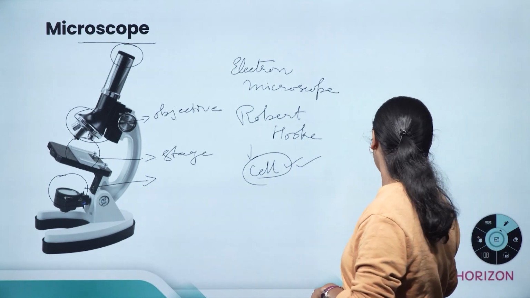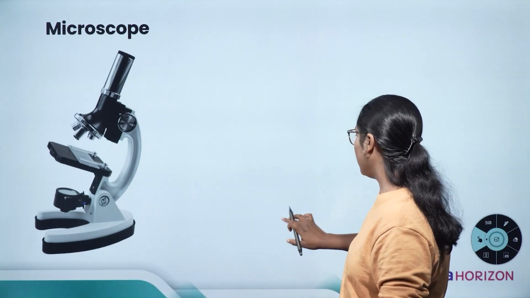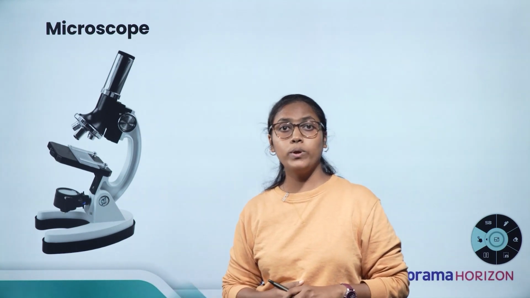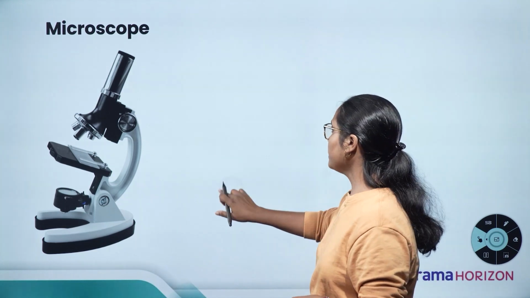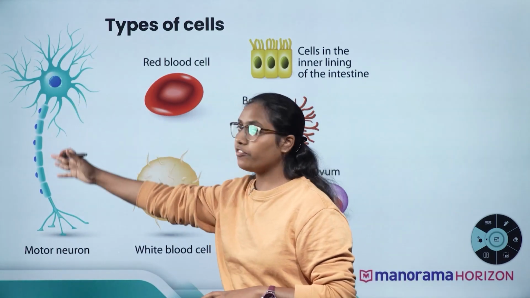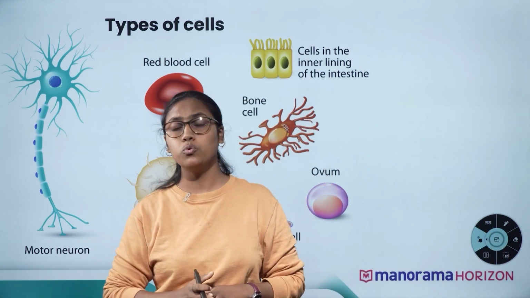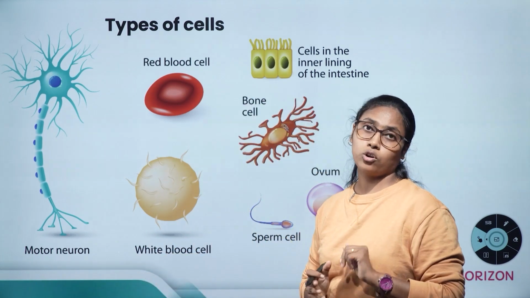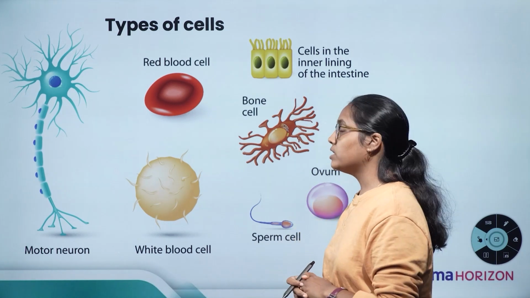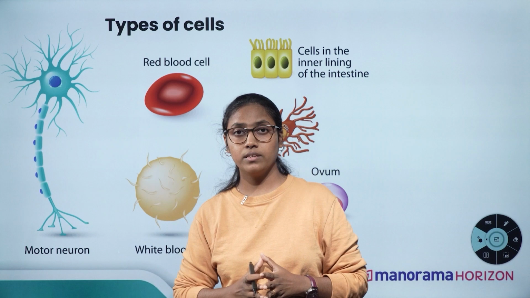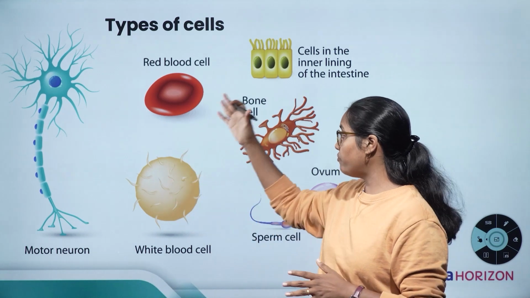Now let's study the different parts of the cell. Before going into the different parts of the cell, we'll see the different types of cells which are present in our body. If you see here, these are the different types of cells in our body. These different types of cells help us to formulate two conclusions. So what are those two conclusions? Can you name the two conclusions by looking at the different types of cells?